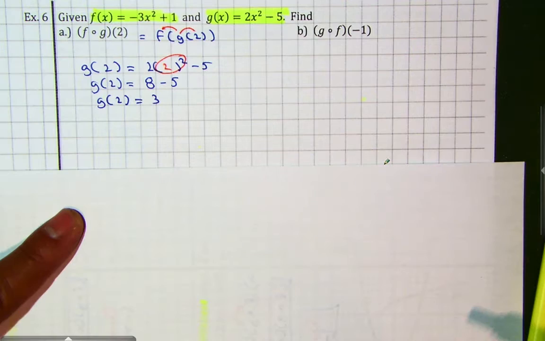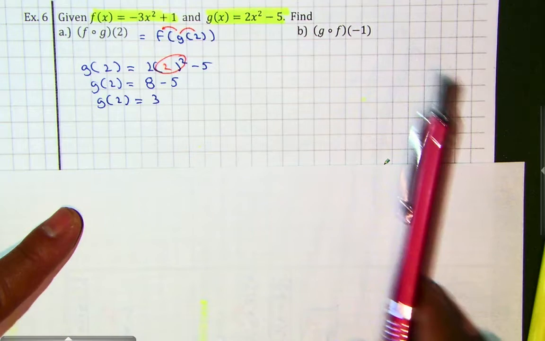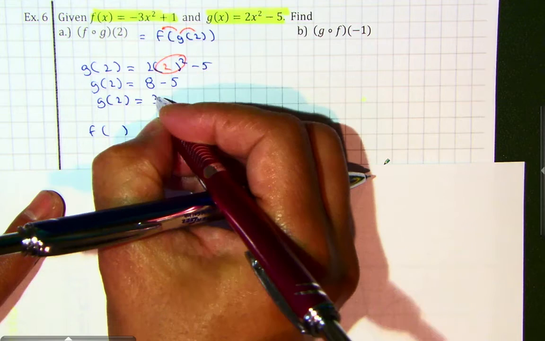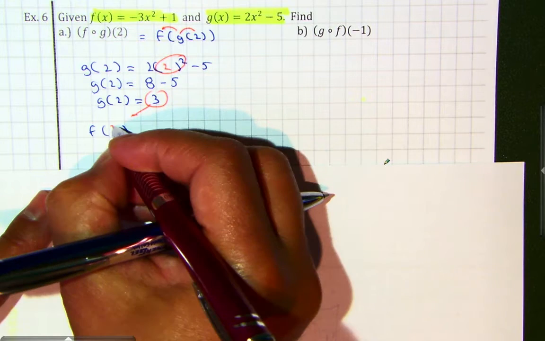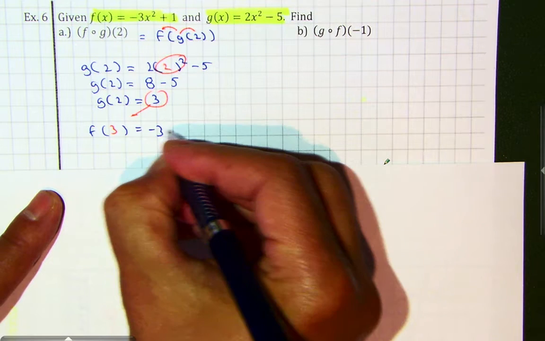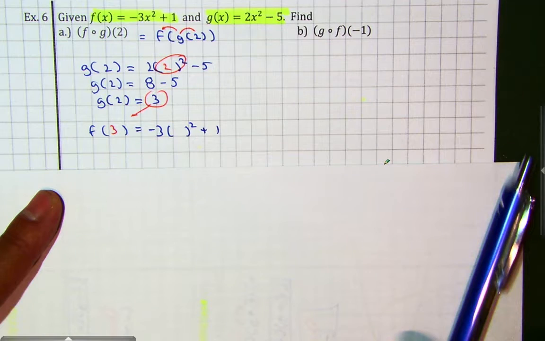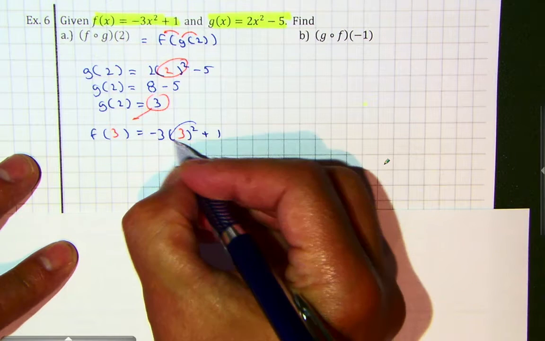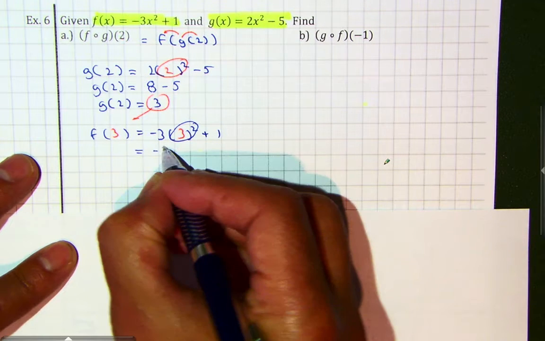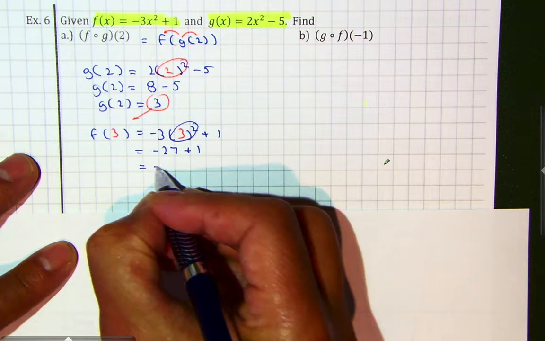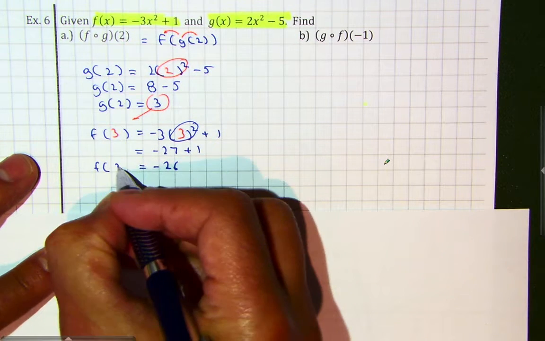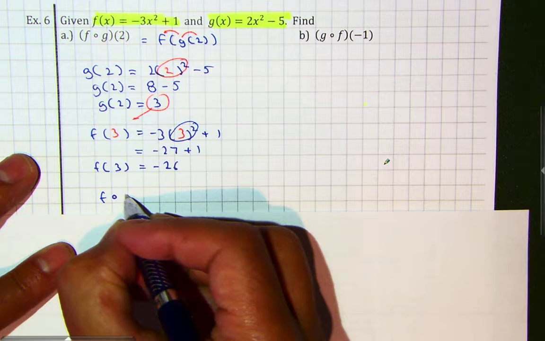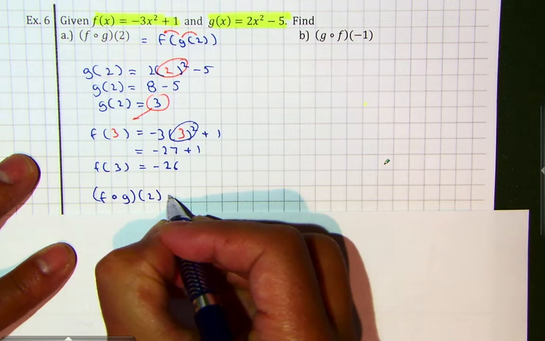Now that I found g of 2, I'm going to plug inside f. So now I'm going to calculate f of 3. So that gives me negative 3x squared plus 1. But instead of the x will be a 3. And I can simplify. So that gives me 9 times negative 3 will be negative 27 plus 1 will give me negative 26. That is f of 3. So therefore my answer is f composed with g of 2 will be negative 26.